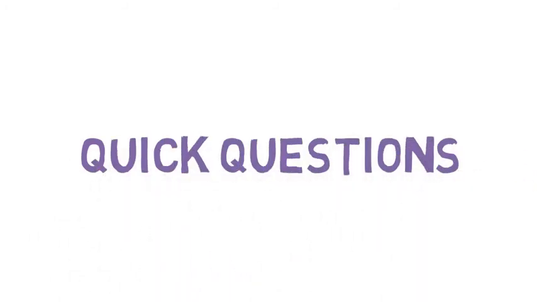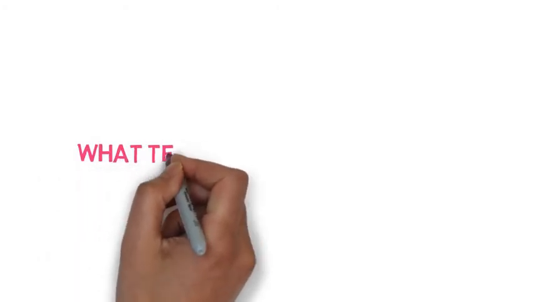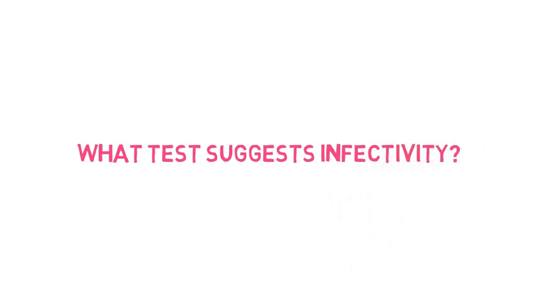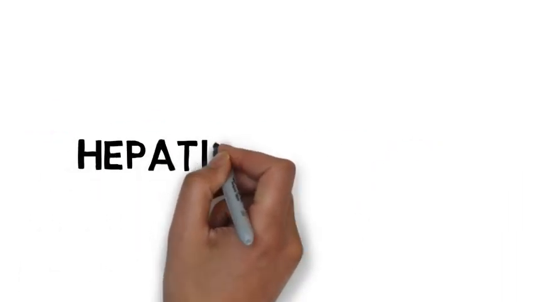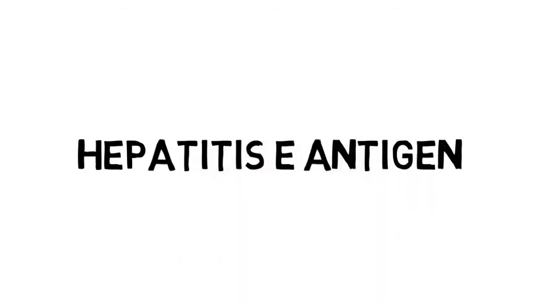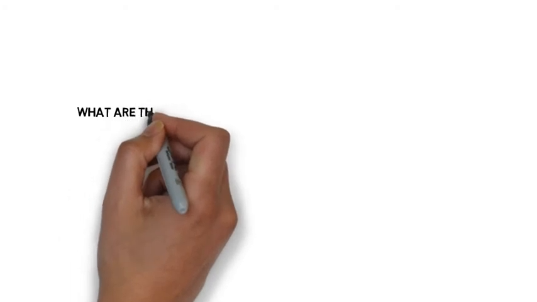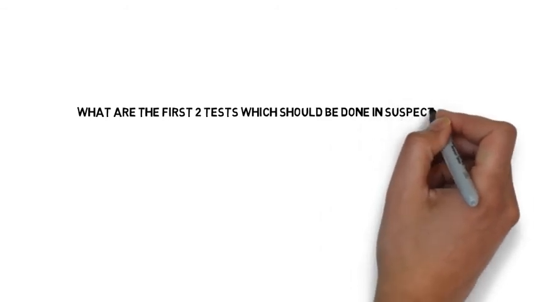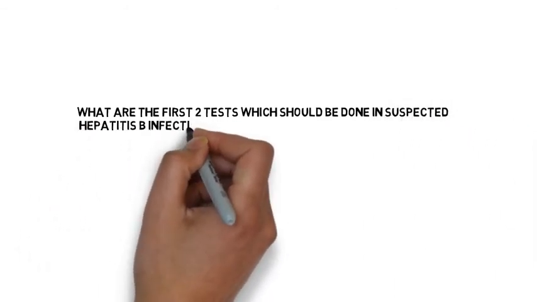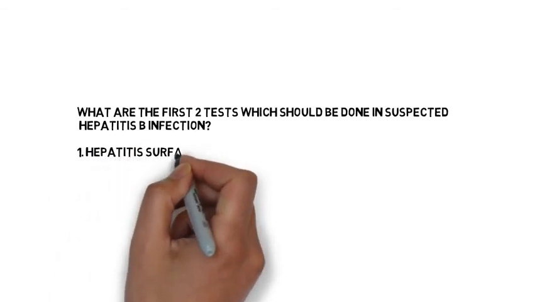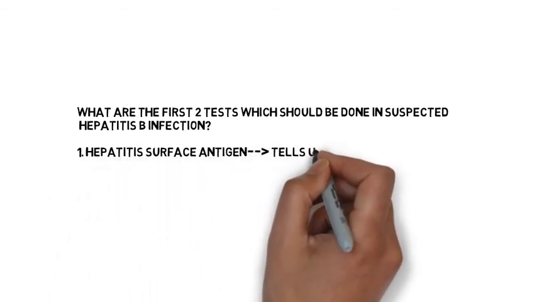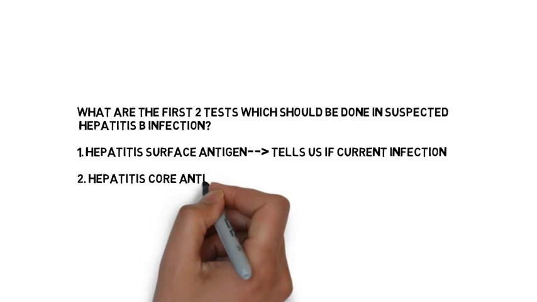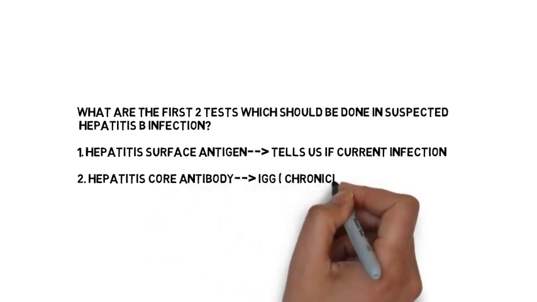Now for some quick questions. What tests suggest infectivity? And that is hepatitis E antigen. What two key tests can be done in hepatitis B? And these are the first two tests. So hepatitis surface antigen, this will tell us if there's a current infection, and hepatitis core antibodies, IgG and IgM. And of course there are a range of other tests that can be done, but these are the first two that should be done.